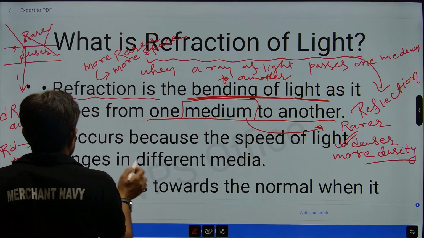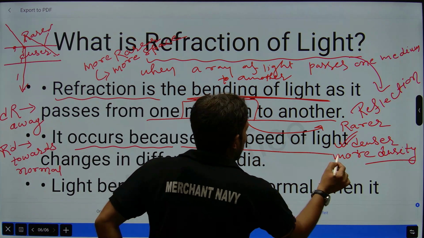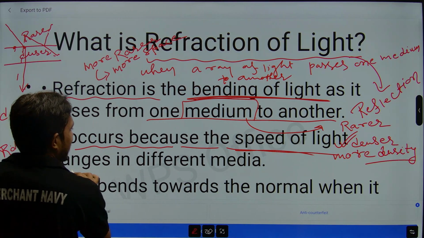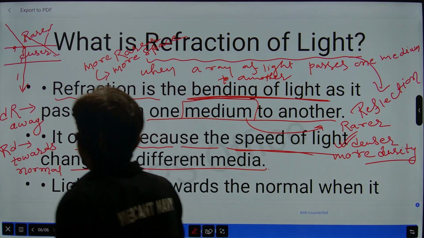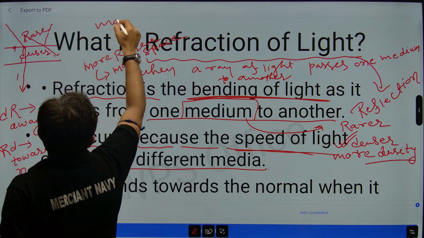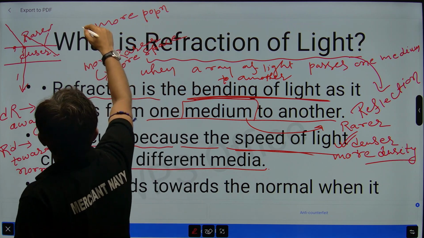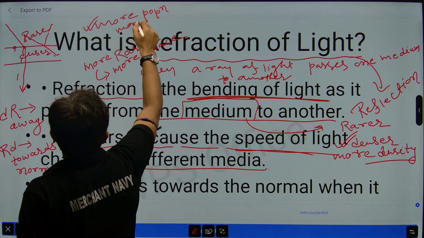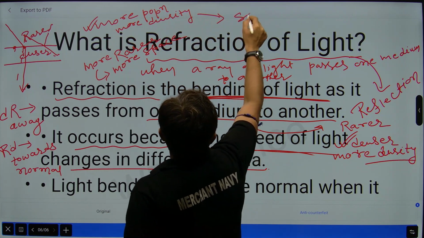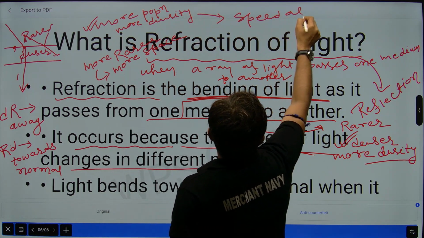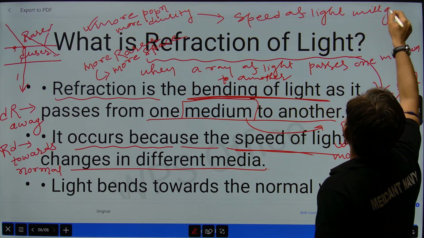Next, why does it occur? Because the speed of light changes in various media. Let us say if there is more population or more density, then the speed of light will decrease.